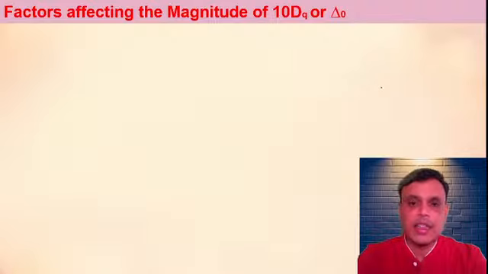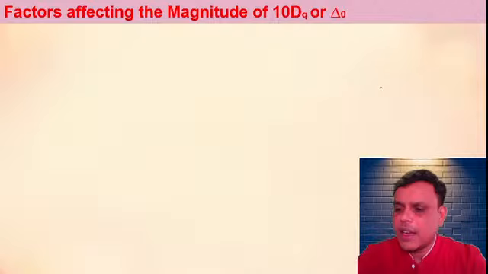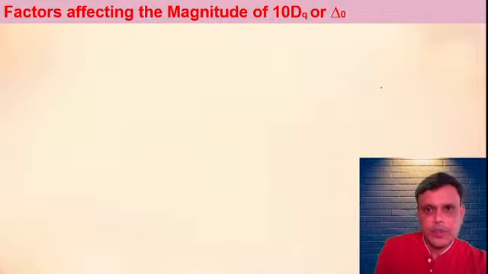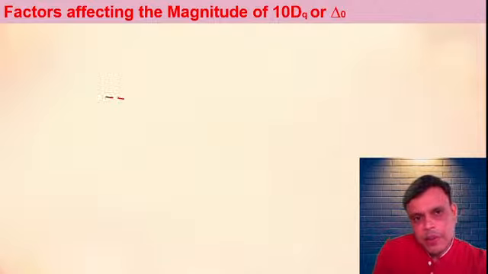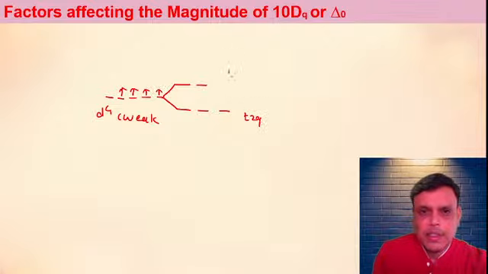So which factors? There are some factors. In D4 the magnitude of Jahn-Teller distortion is more, but in D2 the magnitude is less. Why is it so? Which case of D4? D4 weak field. If D4 is weak field, you have 4 electrons, and this is the t2g orbital and this is the eg orbital.